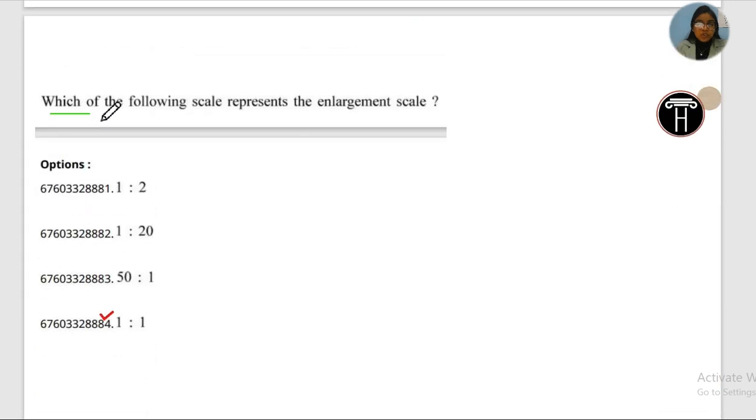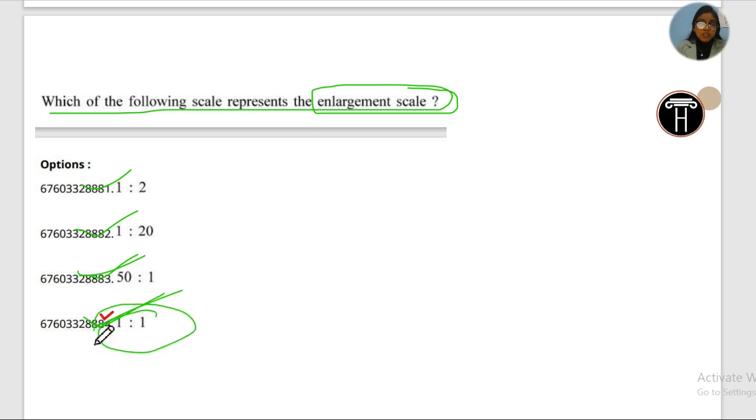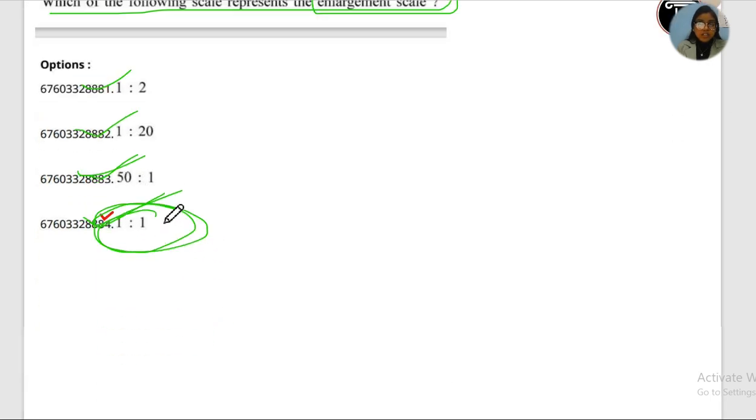Next question is, which of the following scales represents the enlargement scale, the largest scale? So 1:1 scale is your most enlarged scale. The rest are 1:2, 1:20, 50:1. So these are smaller scales, and 1:1 is your most enlargement scale.